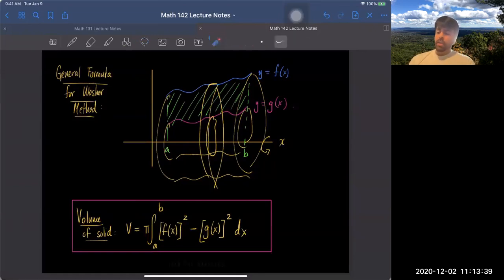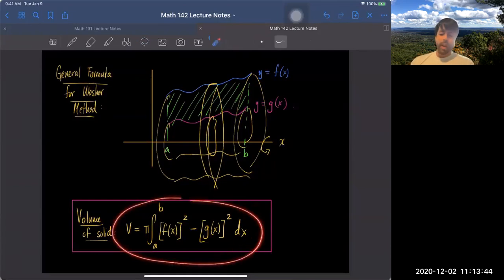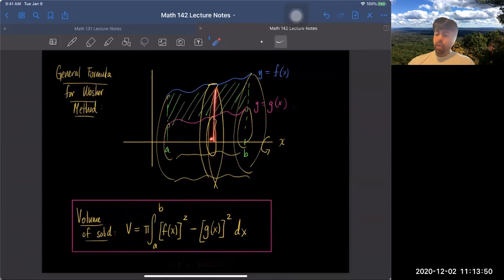But hopefully now when you see this formula, you start to see that there's a reason why we have what we have. There's a reason why we're squaring f and squaring g, because this represents the radius of this washer, which represents a cylinder with an outer radius, or bigger radius, and a smaller radius. The outer radius is represented by the larger function and the inner radius by the lower function. So that's the washer method. Does that make sense?